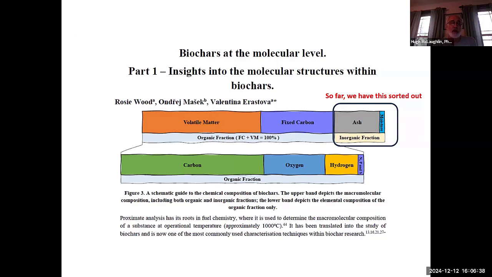I also admire their comment at the bottom. Approximate analysis has its root in fuel chemistry. It was used to determine the macromolecular composition of a substance at operational temperature, 1,000 degrees C. So it's not designed around biochar.